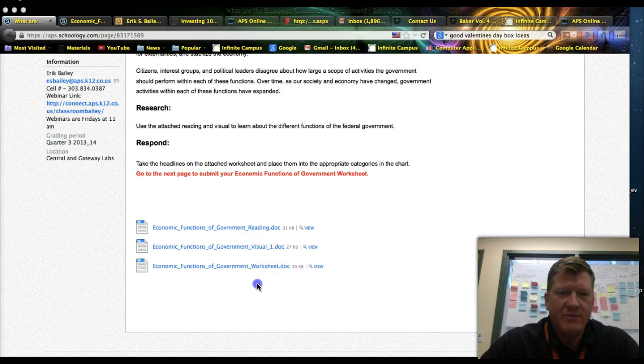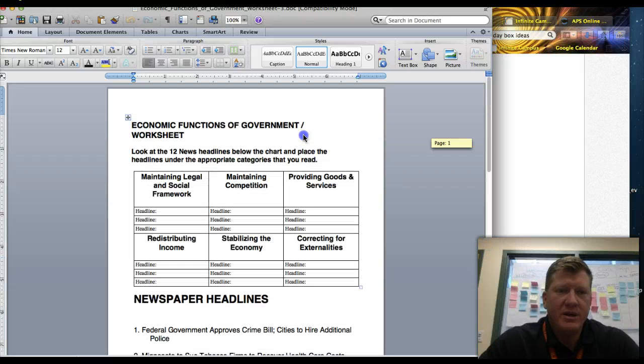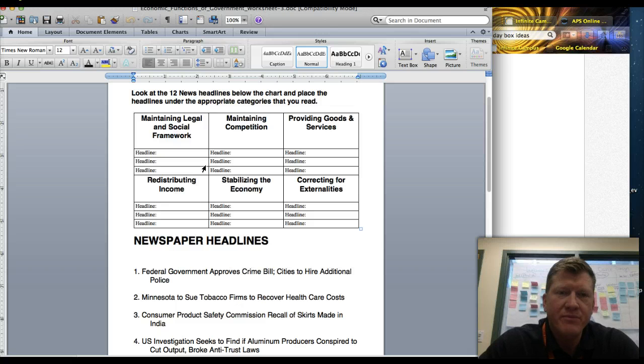Okay, the worksheet is what you're turning in. All it asks you is to take these different categories and look at the headlines down here and put them under the proper category, where they fall under these six different categories. So if you look at the Consumer Product Safety Commission recall of skirts made in India, these are newspaper headlines. I would put that headline under maintaining competition, because you don't want these cheap skirts coming from India, priced way cheaper than skirts that might be made in the United States, coming into our market.